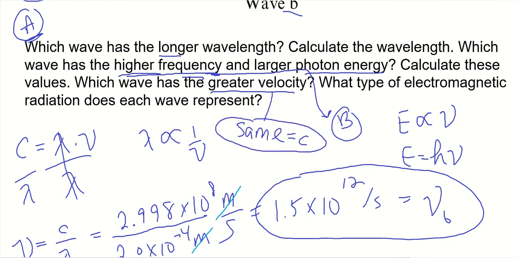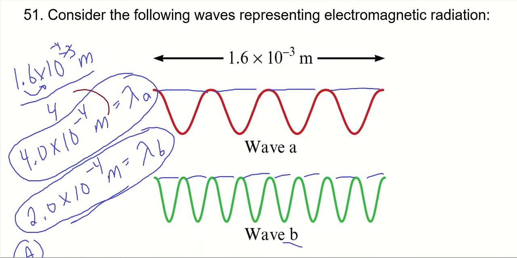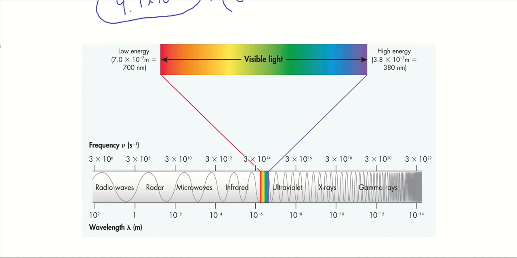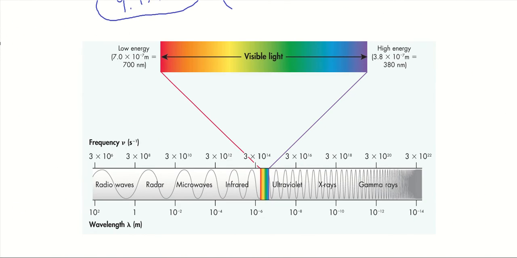What type of electromagnetic radiation does each wave represent? A and B both have wavelengths on the order of 10 to the -4 meters. So that is going to be right here, between the microwave and infrared range, microwave and infrared.